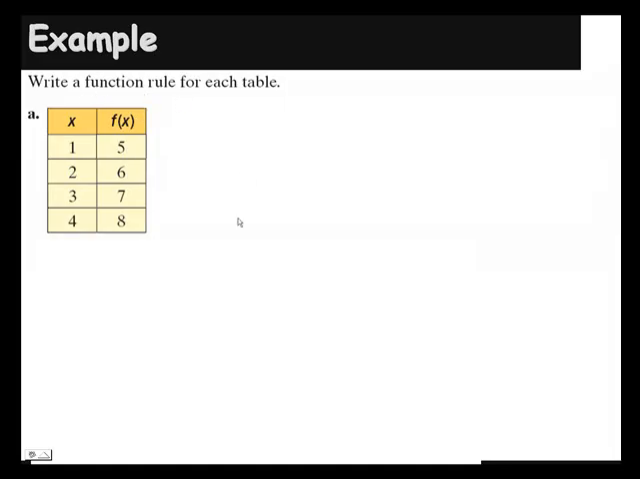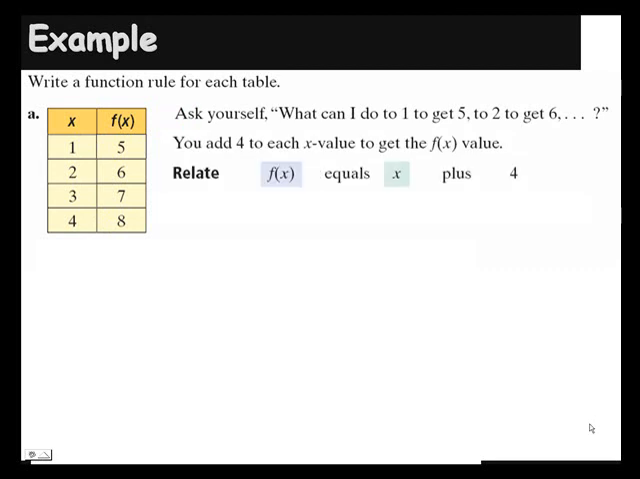The key here is we have to try to figure out how we start with x and end with f of x every time. So if I had 3, I could just add 4 to get 7. If I had 4, I could add 4 to get 8. Hey, it looks like I just add 4 every time. So we're going to say that f of x equals x plus 4, and that would be our function rule. So here's our rule. F of x equals x plus 4.